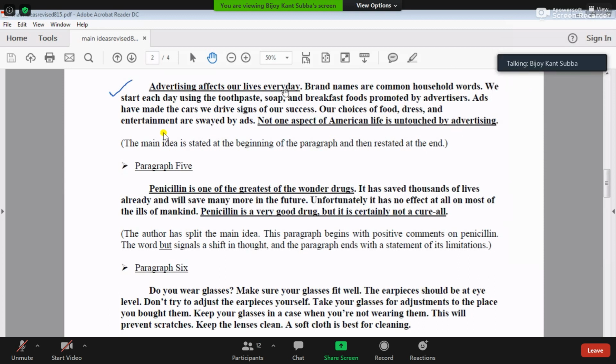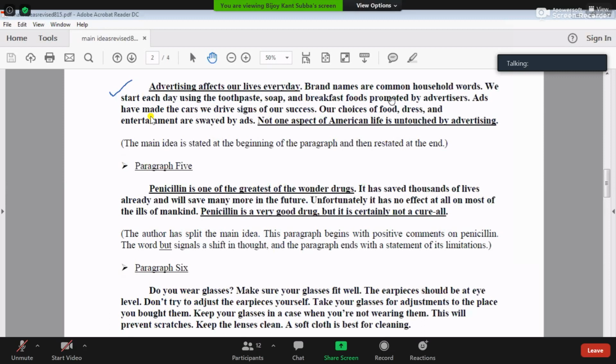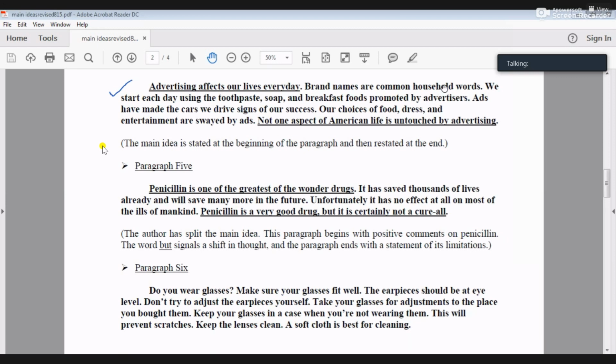Advertising affects our lives every day. How does it affect our lives? Brand names are common household words. We start each day using the toothpaste, soap, and breakfast foods promoted by advertisers. So it affects our lives every day. The paste we use, the soap, the food on the table, promoted by advertisers, especially in Western countries. They take a bowl of milk, and then they add cereals, packaged food, like Kellogg's cornflakes, granola, muesli, that kind of thing. So advertisement affects our lives every day.